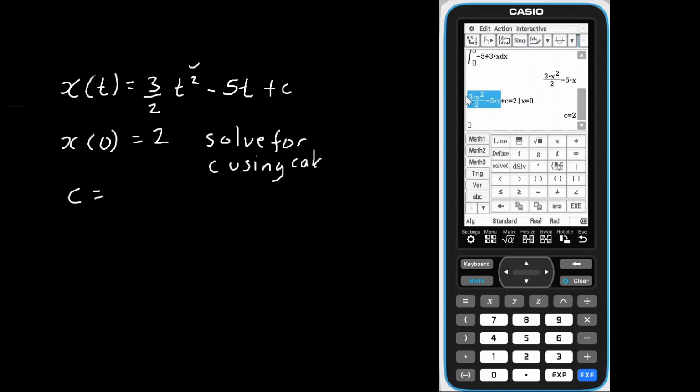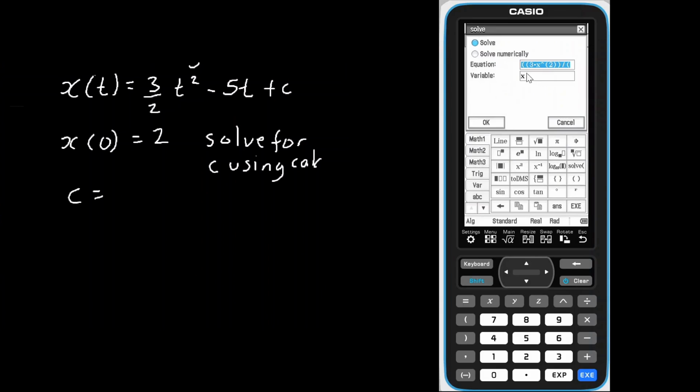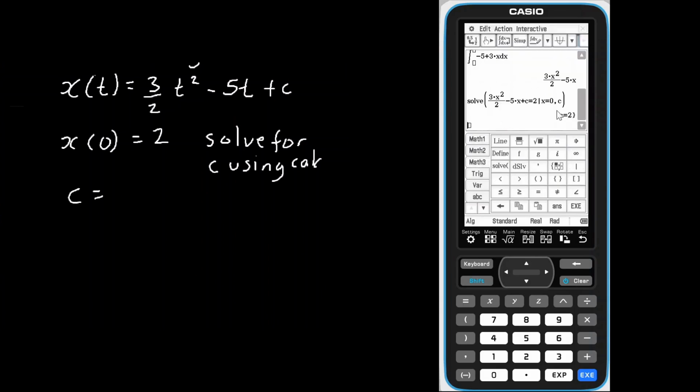And I guess that makes sense because this whole value here is going to be equal to 0, this whole value here is going to be equal to 0, and so we've got c is equal to 2. But otherwise, you might have to go interactive, advanced, solve for value c, and then it will give you the value c is equal to 2. Therefore, our final equation is 3 divided by 2 t squared minus 5t plus 2.